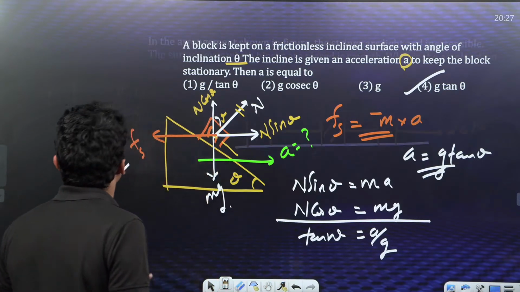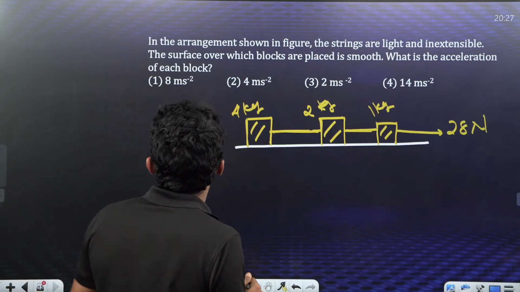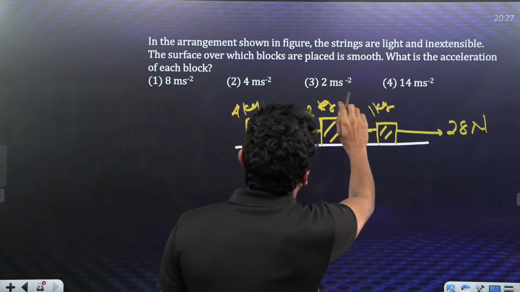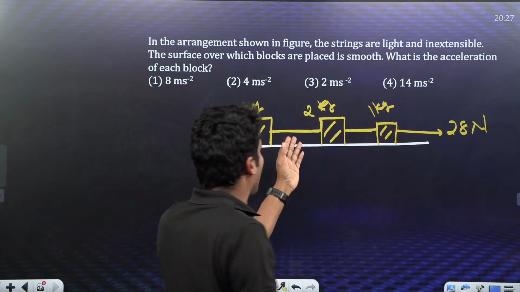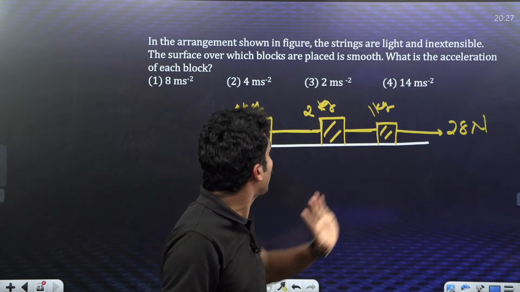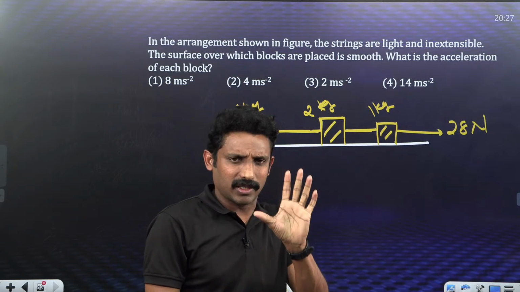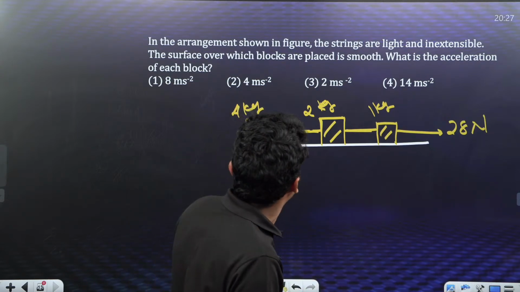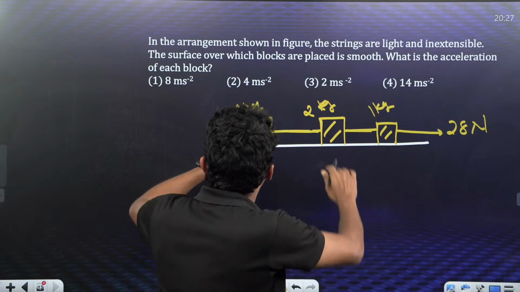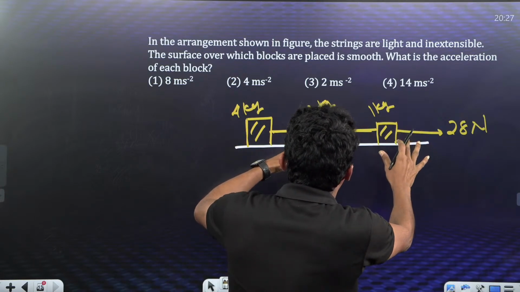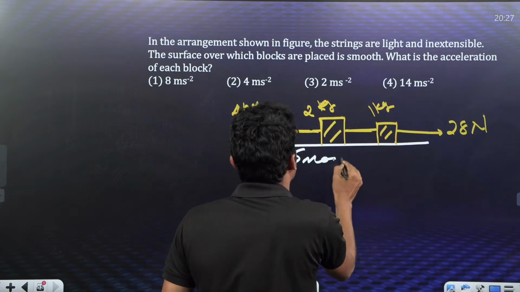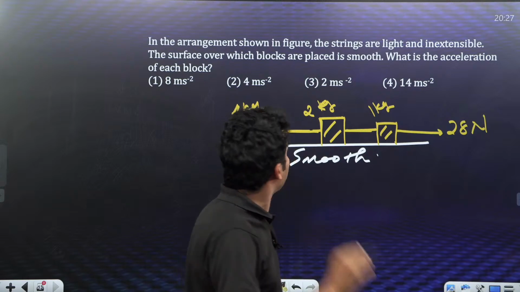Then the next one, the last one: in the arrangement shown in the figure, the strings are light and inextensible. There are two strings here. They are light, or massless, and inextensible. The surface over which the blocks are placed is smooth, which means no need of considering friction.